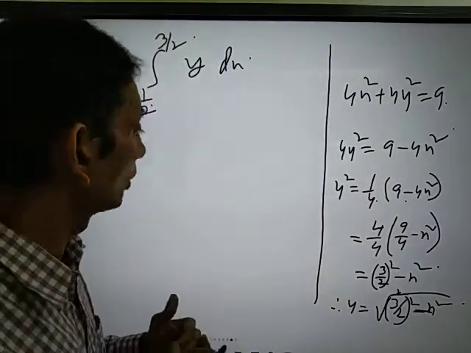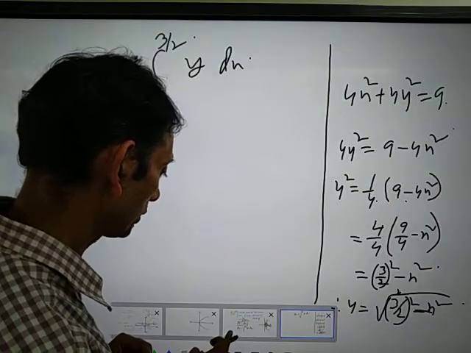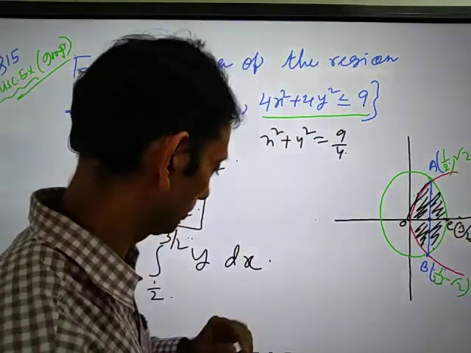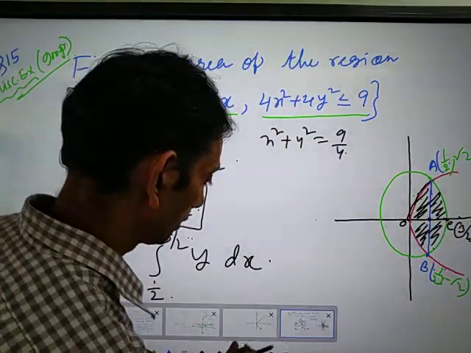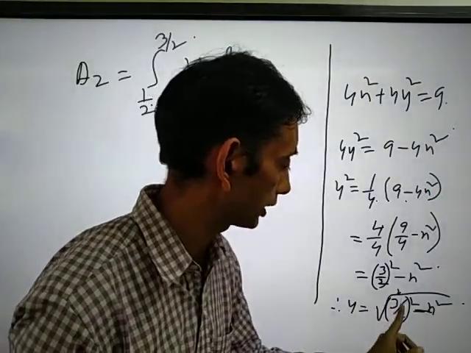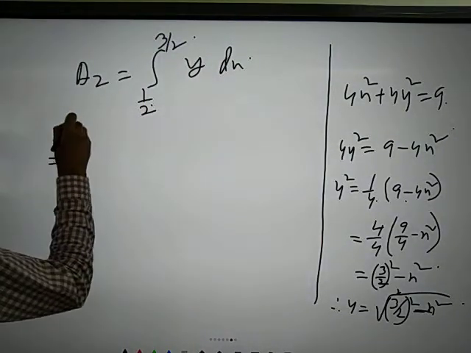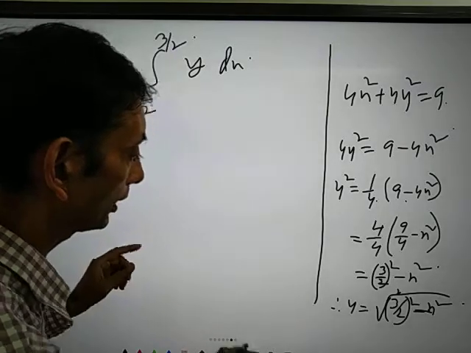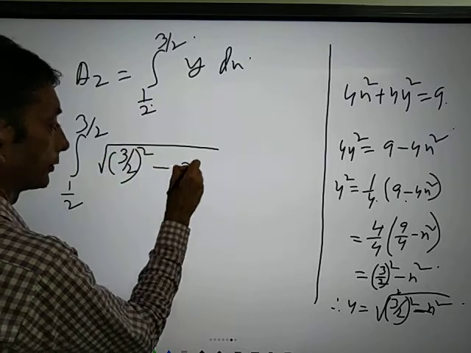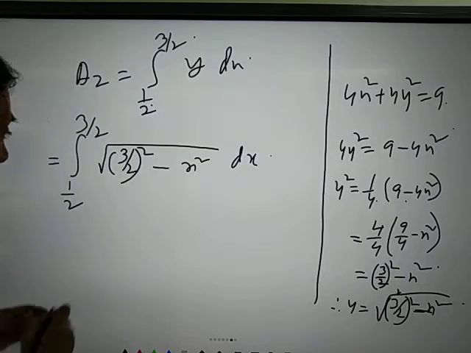Right? Since we are finding area in the first quadrant, we'll consider this value as positive, like y equals under root 3 by 2 whole square minus x square. So this is half to 3 by 2. Then we'll put the value of y, that is under root 3 by 2 whole square minus x square, and dx. So we'll integrate now.